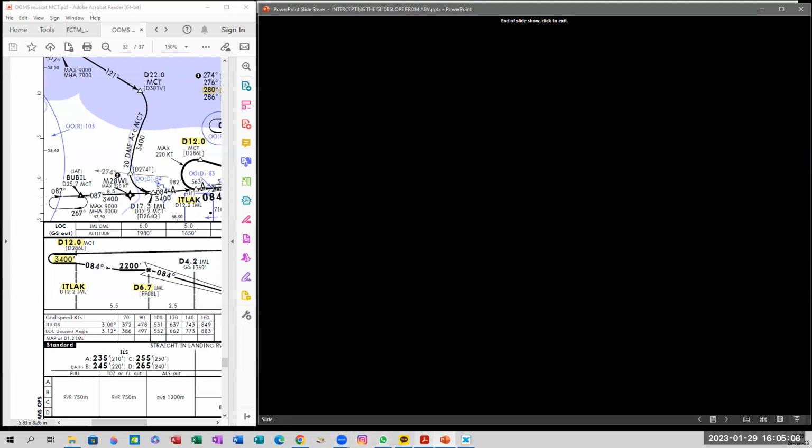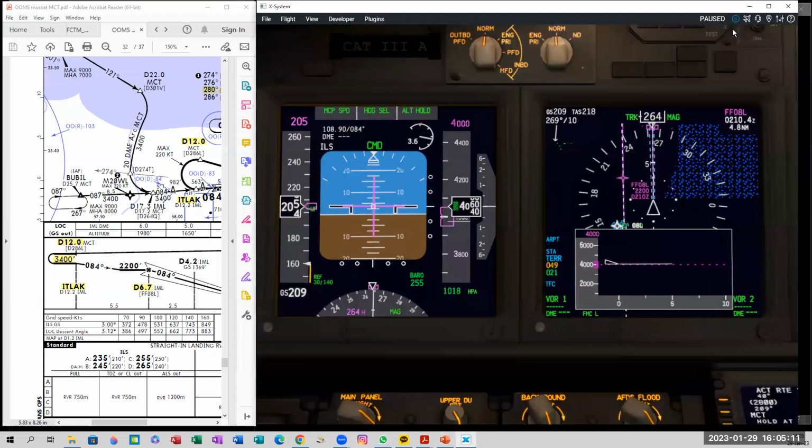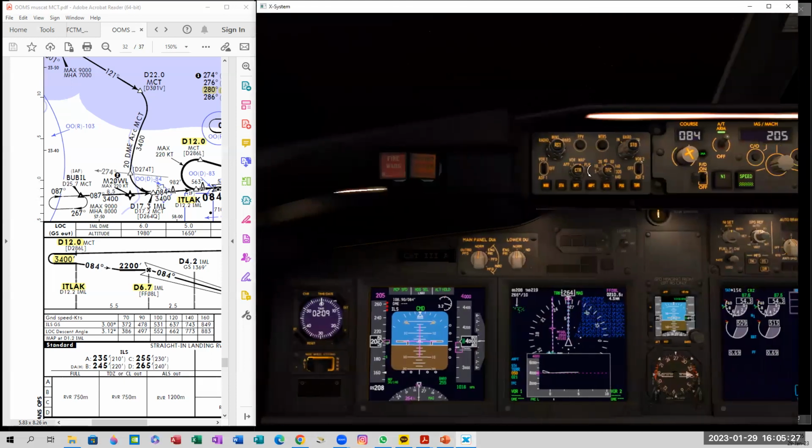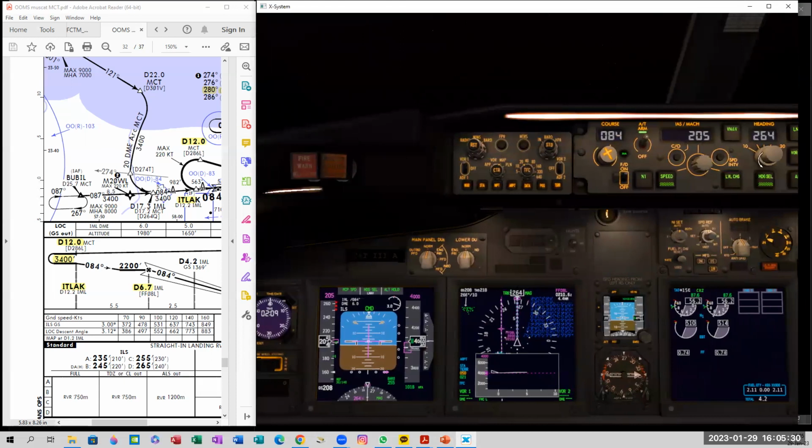So let's go right into the airplane. Let's go dynamic, and we are high. They haven't cleared us lower, so we should start to configure for flaps. Flaps 1, set flaps 1 speed. Flaps 5, set flaps 5 speed.